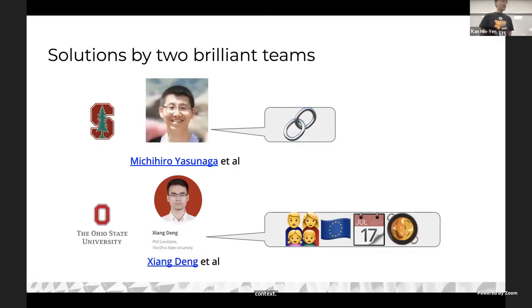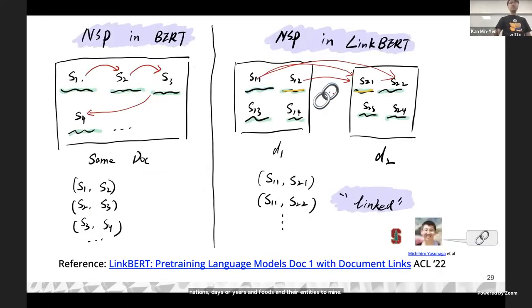Okay, and so in the following 10 minutes, I'm going to present solutions by two brilliant teams. Michi from Stanford used hyperlinks to mine distant signals. And Xiang Deng from the Ohio State University has been using a set of entities. Here, entities means persons, nations, days or years, foods, and so on, used to mine distant signals. So let's recall how we perform next sentence prediction in the BERT model. It's the pretty standard next sentence prediction, and every sentence is adjacent to each other.